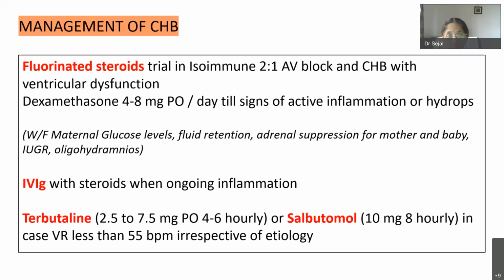The role of beta stimulant sympathomimetics like salbutamol and terbutaline is in improving the rates by a few numbers. So if the heart rate is less than 55, with any etiology, I could consider this in terms of reducing the possibility of developing cardiac failure because of bradycardia. Steroids again should be considered only if there is proof that the mother is antibody positive. In terms of isolated cases or presence of structural heart disease, we would not use that.